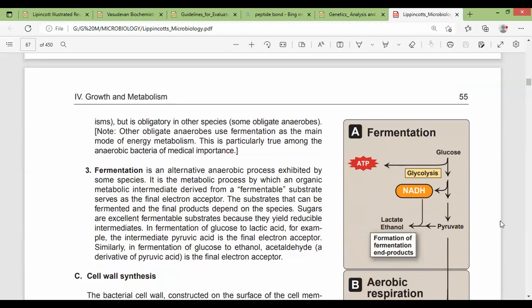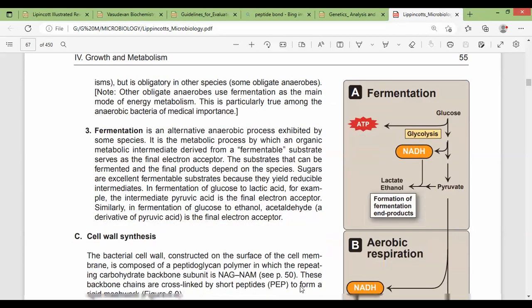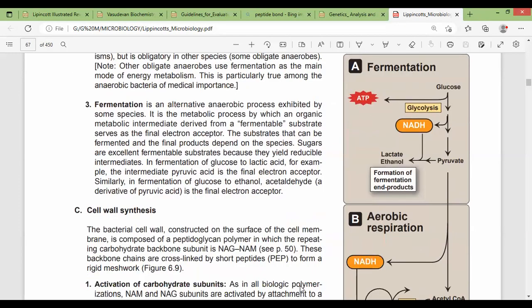Then another, just a minor one, is fermentation, which is an anaerobic process exhibited by specific bacteria. We utilize fermentation even when we're making alcohol, right? It's simply the conversion of glucose to alcohol, as I've said. But the two major ones are aerobic and anaerobic.